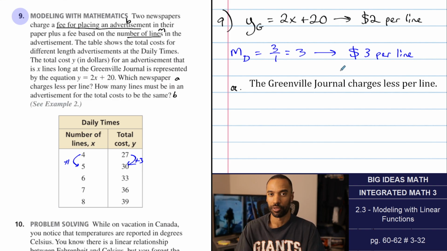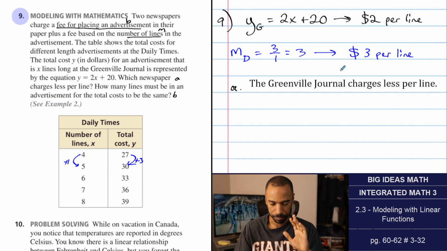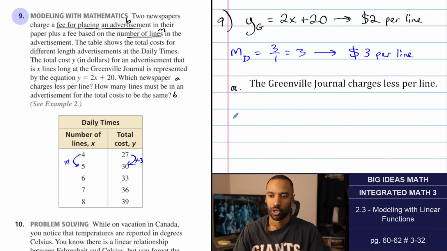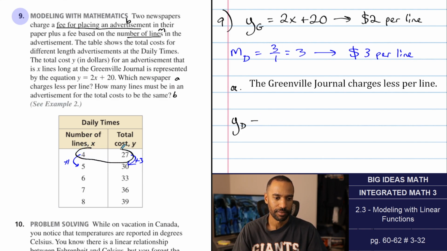Now, part B is when will these costs be the same? For the Daily Times, we still have to come up with its equation, this whole y minus y1 kind of thing. So I'll call it y sub d. y sub d minus, and let's choose a point on this thing. Let's choose 4 and 27. Fine.